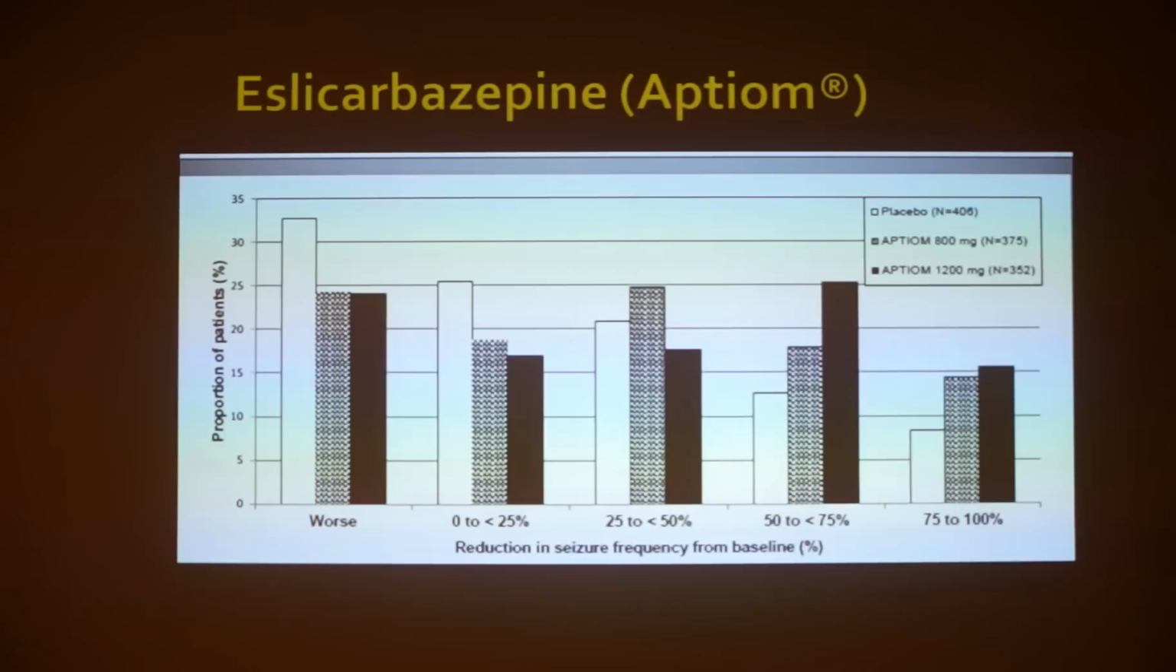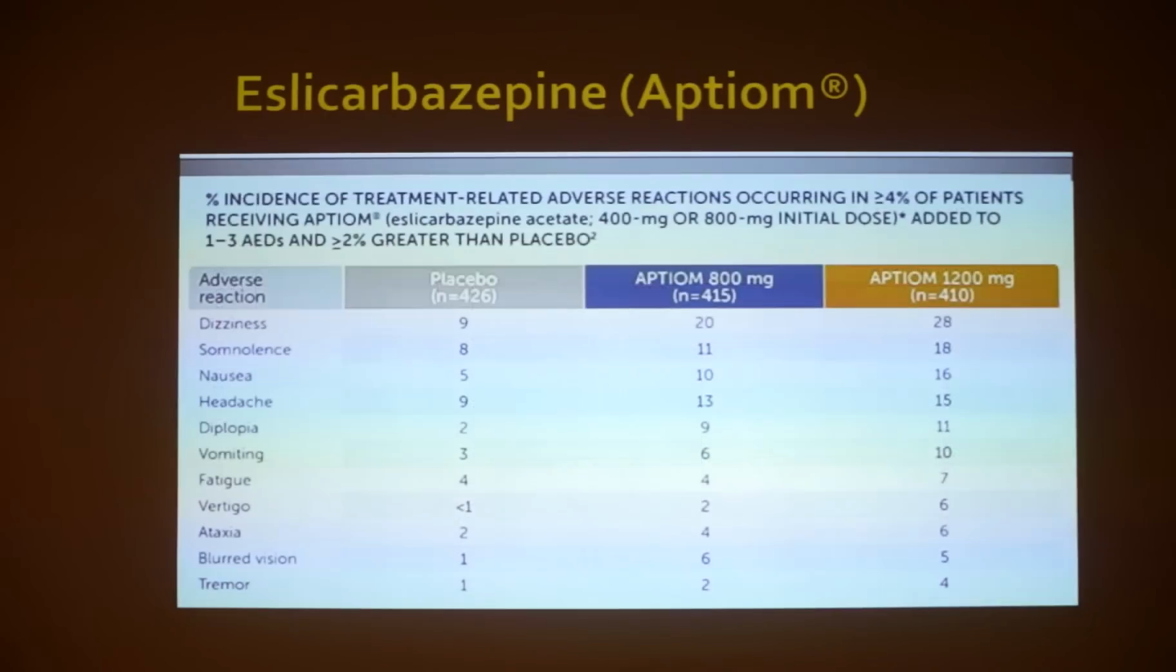This is data for Aptiom, or eslicarbazepine. This is related, the third generation from Tegretol. This is an isomer of carbamazepine, a prodrug, and tends to have a slightly lower chance of seizure control or seizure reduction than Lacosamide. Similar side effect profile: dizziness, double vision, nausea, vomiting in some cases. Hyponatremia becomes an important side effect. We monitor sodium in patients on these medications.